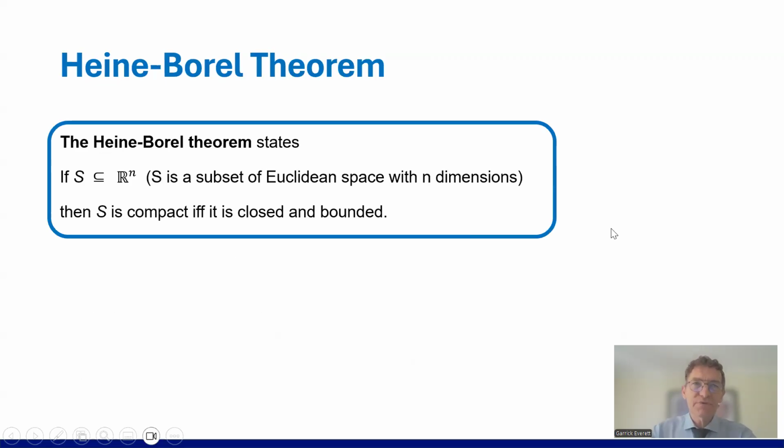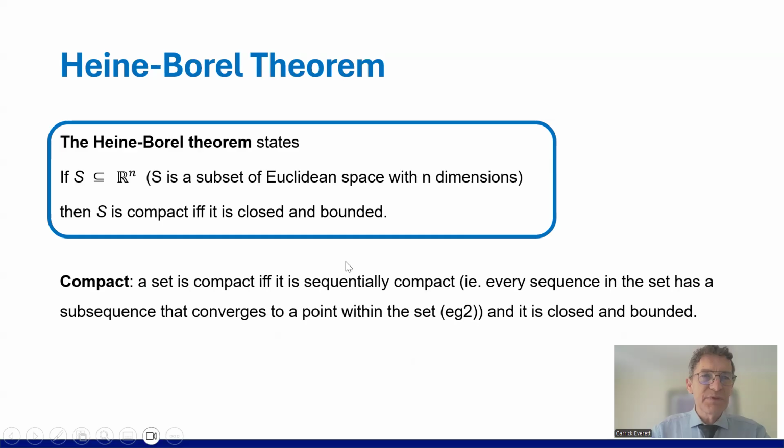Okay, so the Heine-Borel theorem states that if S is a subset of R^n, the Euclidean space with n dimensions, then S is compact if and only if it's closed and bounded. So what does all that mean? A set is compact if and only if it's sequentially compact, i.e. every sequence within the set has a subsequence that converges to a point within the set.